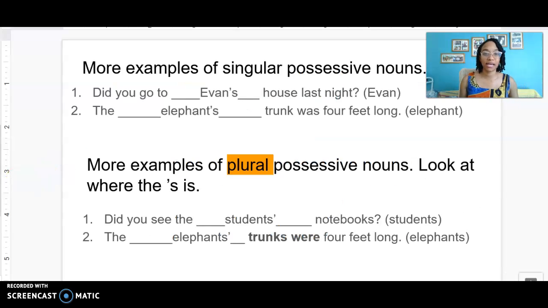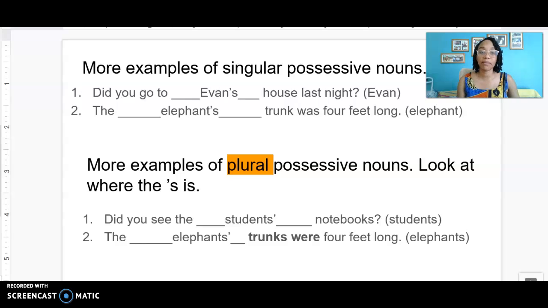Let's look at a couple more examples of singular possessive nouns. Did you go to Evan's house last night? The elephant's trunk was 4 feet long. So in this case, the house belongs to Evan and the trunk belongs to the elephant. Evan and elephant are singular nouns. One's proper, one's a regular noun, doesn't matter. They're singular nouns, so we add apostrophe s.